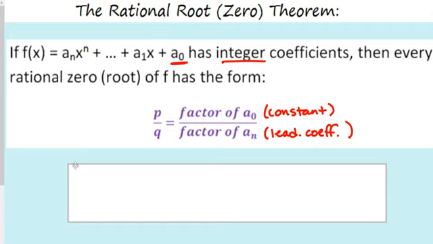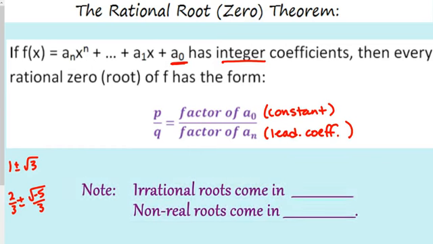If you think about what you do with a quadratic, it's when you use the quadratic formula that you find your irrational roots, like 1 plus or minus square root 3, or your non-real roots, like 2/3 plus or minus square root negative 5 over 3, or something like that. If you have irrational roots and if you have non-real roots, you're going to have two of them because of the plus or minus. They will be conjugates. They come in pairs.